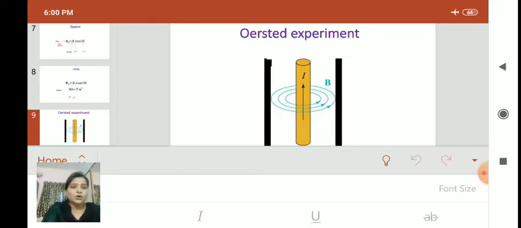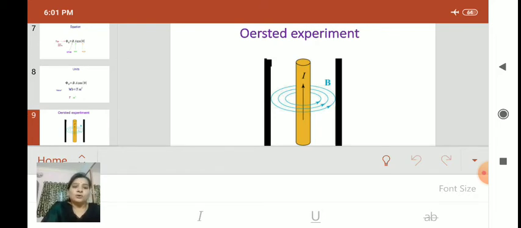The next is the Oersted experiment. Oersted is the scientist who discovered that whenever a current carrying conductor carries current, around it a magnetic field is produced. This was first observed by Oersted. So these are steady currents. That means steady currents produce magnetic fields around them. So this is about our magnetostatics.